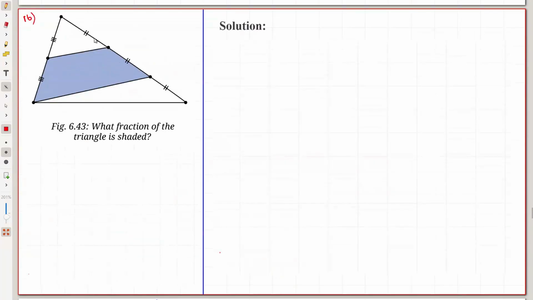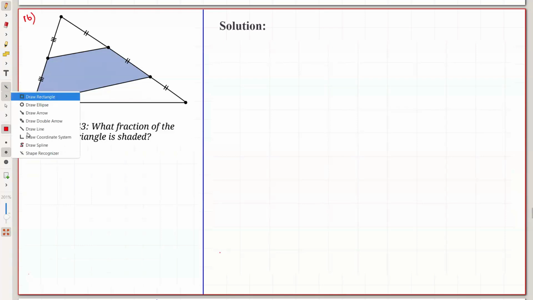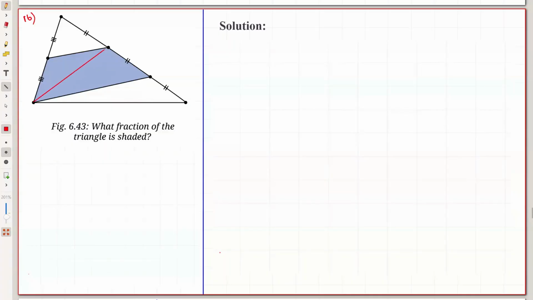So question number 16, they have given the figure like this. They are asking what fraction of the triangle is shaded. So they have given the triangle. What portions are shaded? We have to check. For finding this, I'm just joining from this to this.